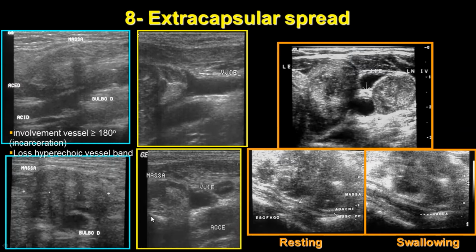Another help to distinguish if the mass is invasive or stuck to the structures of the vessel is its mobility, which can be seen with forced cough, or swallowing water in real-time ultrasound. As you can see here, the water swallowing through the esophagus, and this mass is not stuck to the esophagus structures.